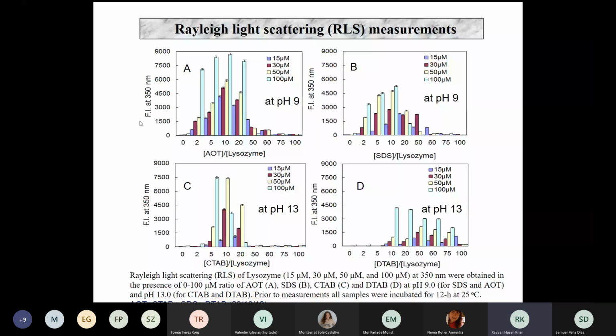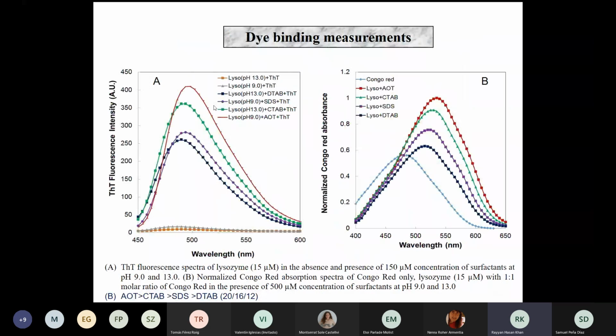Then we measured the ThT binding. Here you can see the order of the magnitude that we have observed, which is correlated with the chain length. So here you can see AOT, followed by C-TAB, SDS, and D-TAB. A similar pattern is observed for Congo red also.